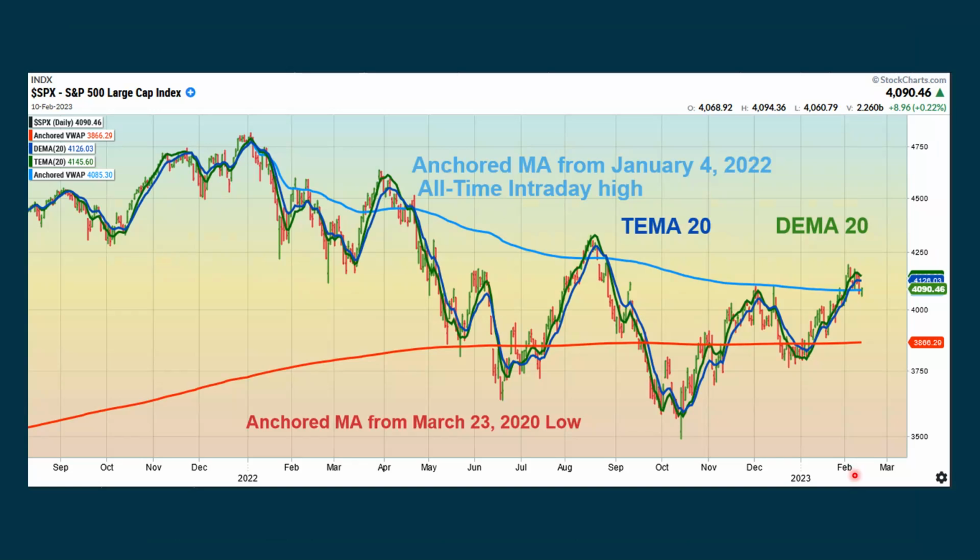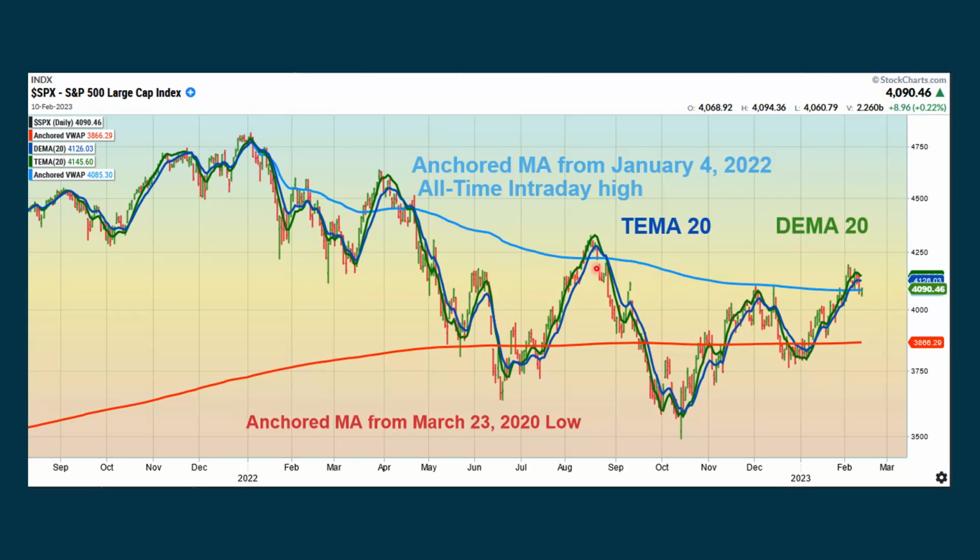Here's the 20-period double and triple exponential moving averages. That is the blue and green lines that are going up. Notice how we're down to the 20-period exponential moving average in our traditional way of using moving averages. These went up a lot higher, and we've already broken down below them.